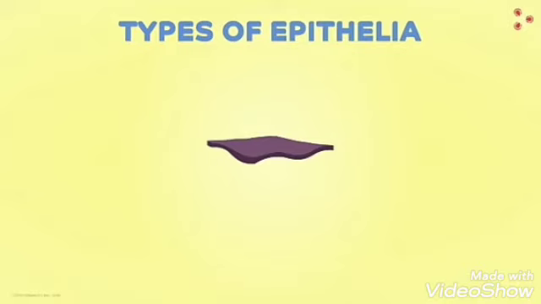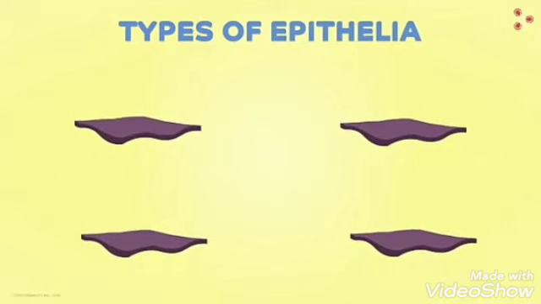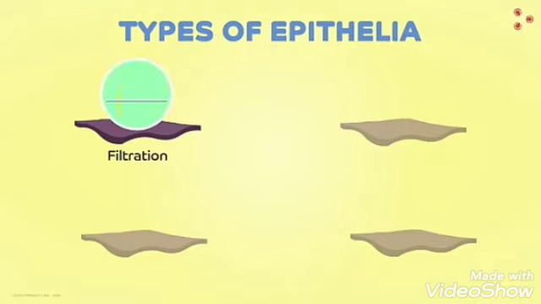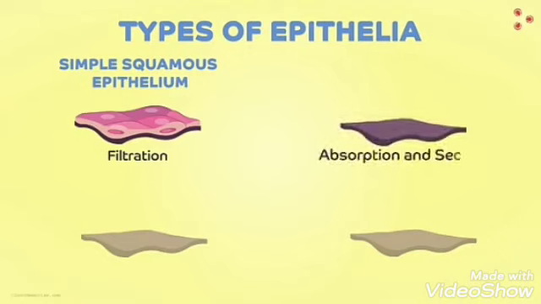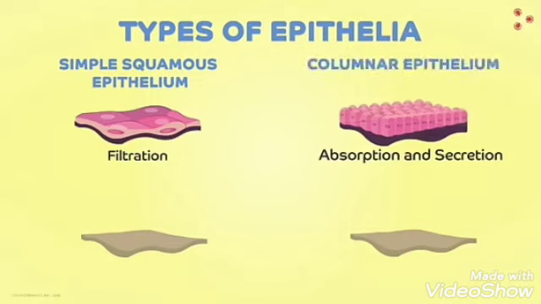Now, depending upon the functions, let's classify them. So let's say the first function is filtration. What kind of structure should be present according to you? Yes, it needs to be a very flat surface. So this type of epithelium is referred to as simple squamous epithelium. Now let's take up the next function, that is absorption and secretion. For this, obviously we would need a larger surface area, right? Which is why we have these tall pillar-like cells on the basement membrane making up the columnar epithelium.